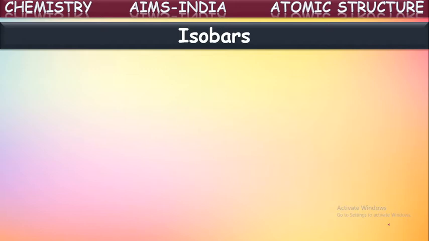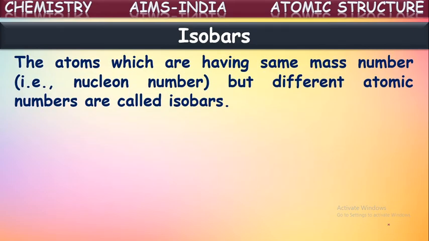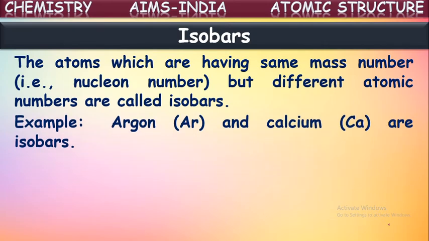Next, one more comparison between the atoms, that is isobars. The atoms which have the same mass number but different atomic numbers are called isobars. Actually, these are atoms of different elements which have the same mass number, meaning the same number of nucleons in their nuclei but different atomic numbers. Let us see one example so that we can understand easily. For example, argon and calcium are isobars.